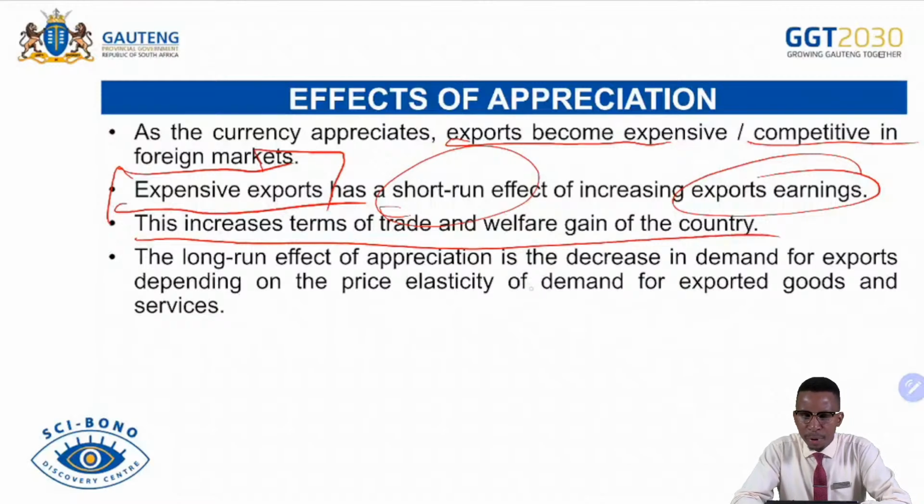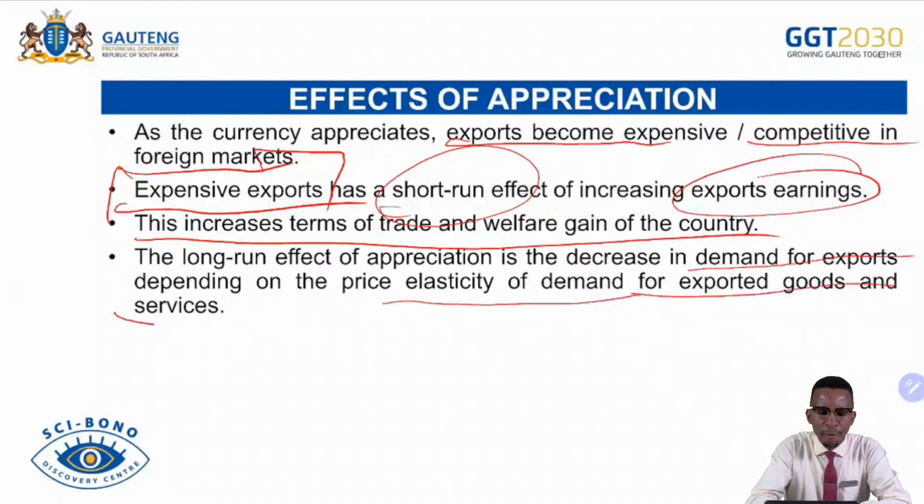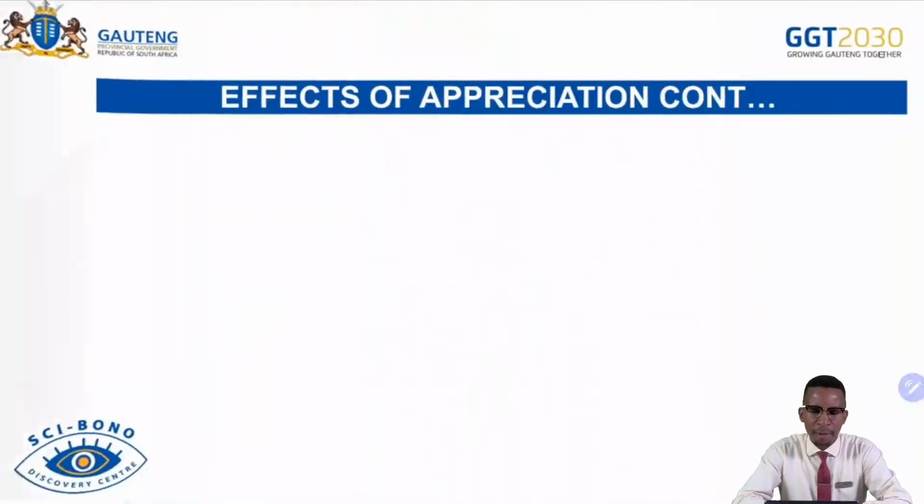The long-run effect of appreciation is the decrease in the demand for exports, depending on the price elasticity of demand for the exported goods and services. If goods that were exported are relatively elastic, that will mean that they are easily replaceable. So that indicates that as those goods are becoming expensive, foreign consumers will substitute them by demanding other goods and services. That will lead to a decrease in terms of trade in the long run. However, in the short run, we have a huge benefit because terms of trade will be increasing due to the fact that our currency has appreciated and export prices have also increased.